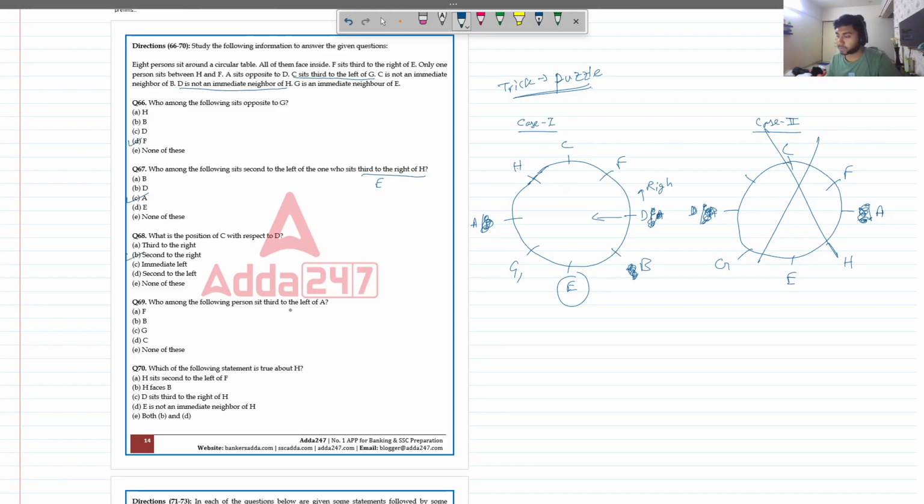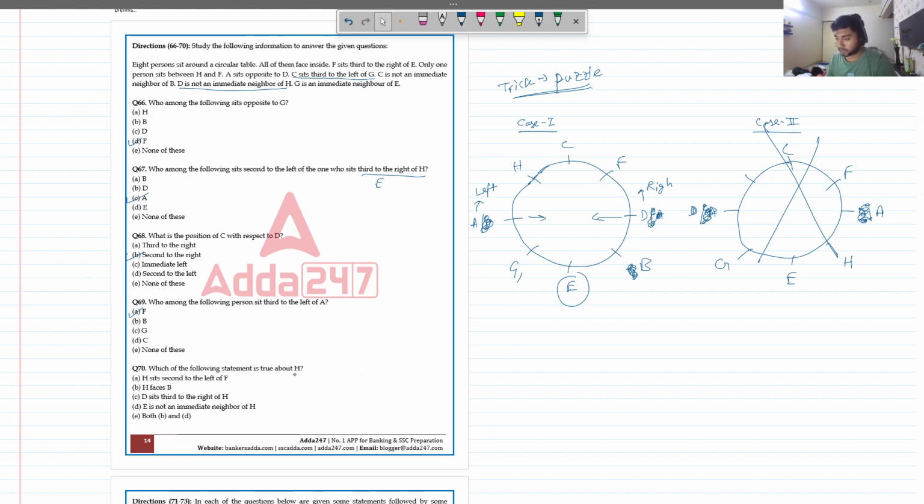Who among the following persons sits third to the left of A? A is looking this side, that means this is the left side for A. Third to the left of A. First, second, third. F. Option A. And which of the following statements is true about H?